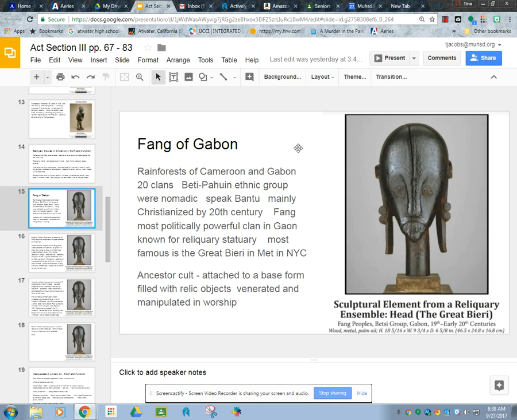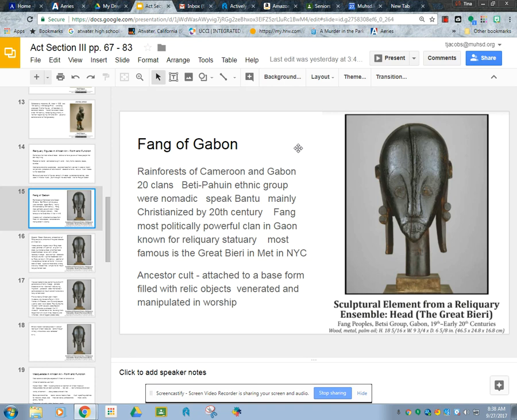They lived in the rainforests of Cameroon and Gabon, and there are about 20 clans. Beta Pahuan is an ethnic group. They were nomadic. They spoke Bantu, and the majority were Christianized, most of them by the 20th century. Fang was the most politically powerful clan in Gabon and known for their reliquary statuary. Most famous is the Great Bieri, and it is in the Metropolitan Museum of Art in New York City.